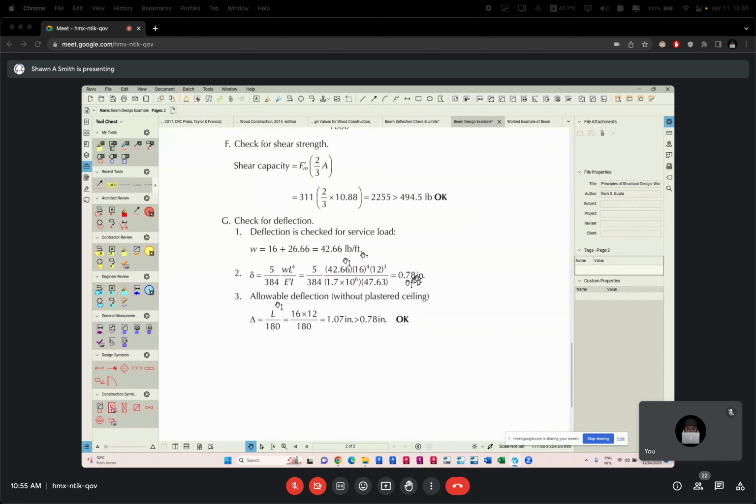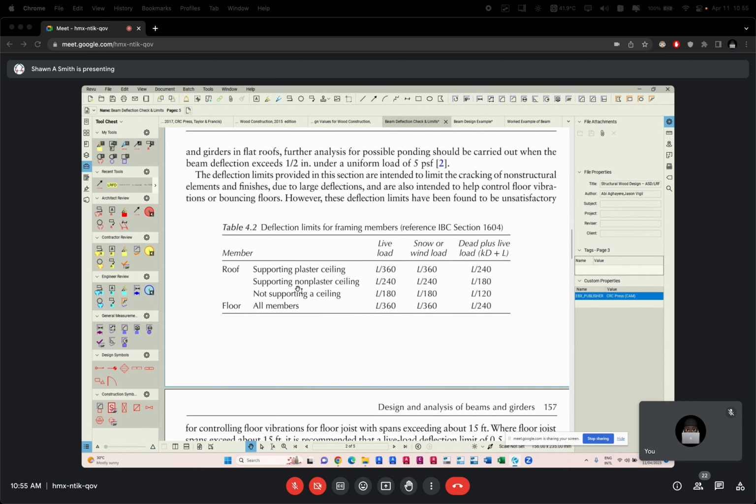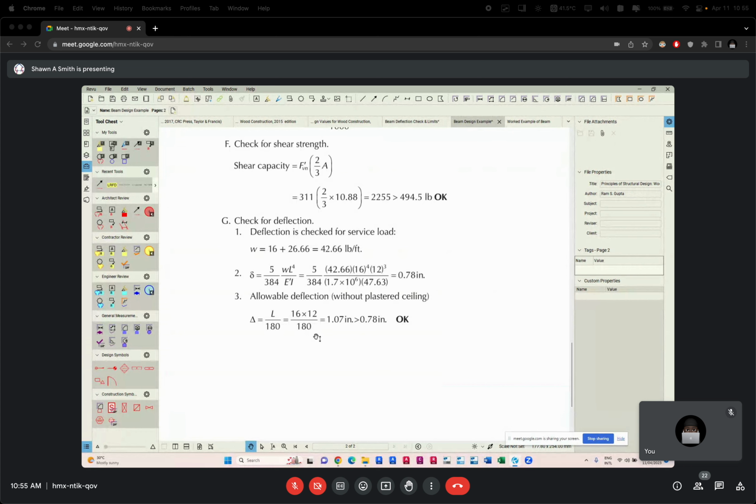That 0.78 inch, they are going to check. They are saying that their ceiling doesn't have any plastered ceiling. So if it doesn't have any plastered ceiling, they are in this range. They are checking the combined load. So their requirement is really L divided by 180, which is this.